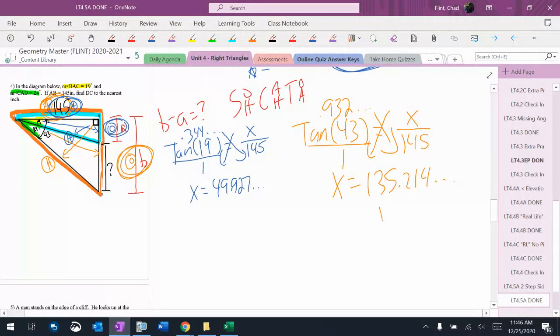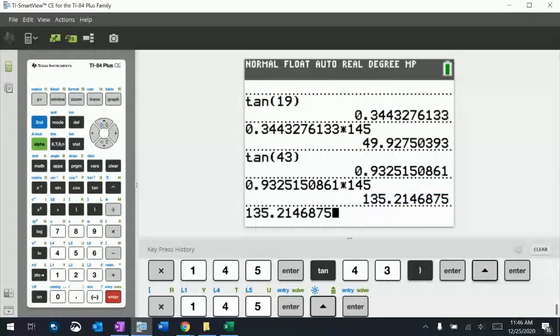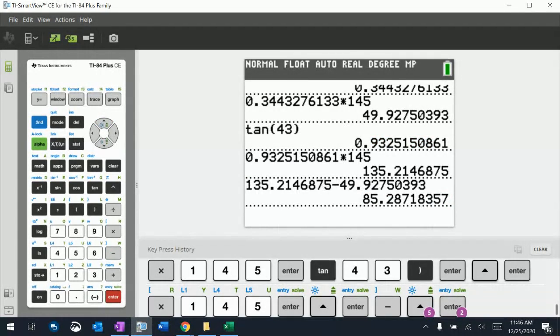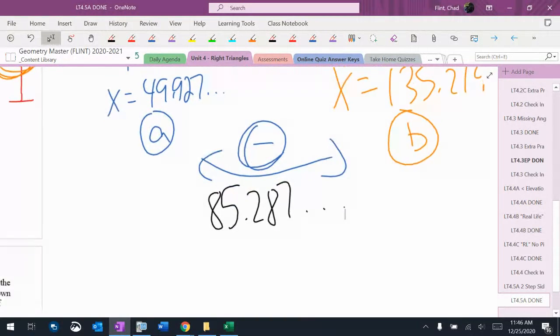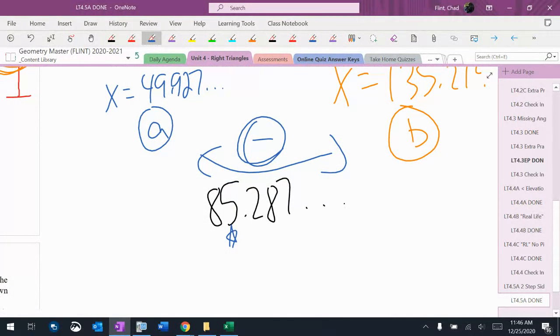Blah, blah, blah. This is side B. This is side A. I'm going to subtract those two. So that side minus that side. 85.287. Blah, blah, blah. It says to the nearest inch. All right, doesn't say tenth or anything. That means I got to round no decimals.